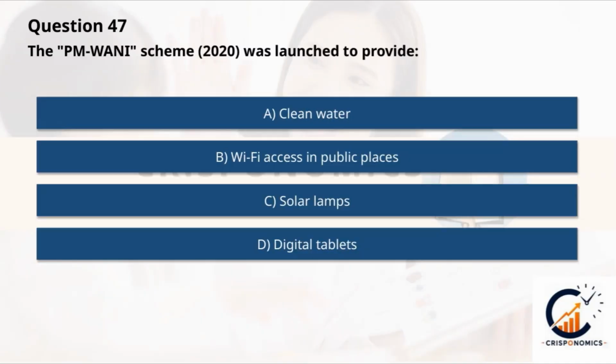Let's look at the PMWANI scheme, launched in 2020. Its main goal was to provide better access to Wi-Fi in public places. This initiative aims to make internet connectivity more affordable and widespread, especially in areas that need it most. While clean water, solar lamps, and digital tablets are vital in their own right, PMWANI specifically focuses on expanding public Wi-Fi access to bridge the digital divide. It's a key step toward a more connected society.